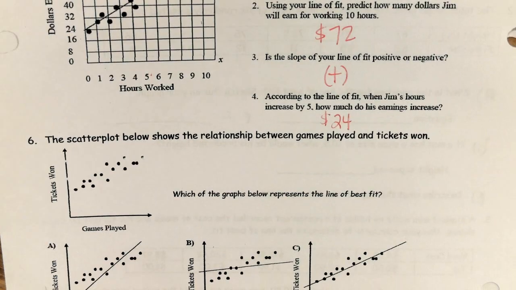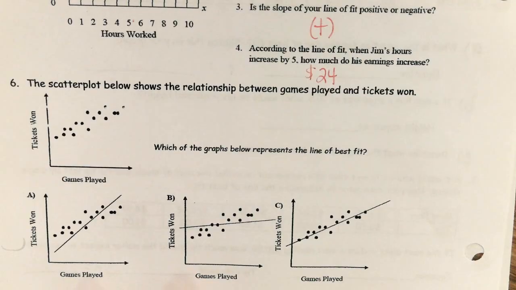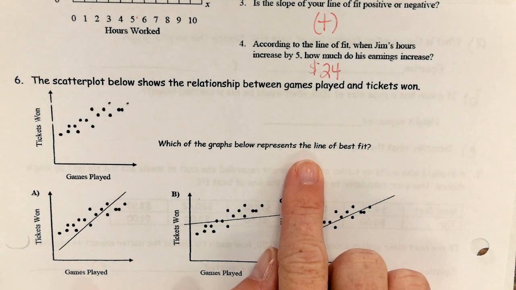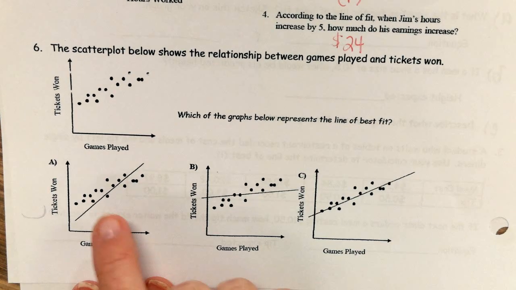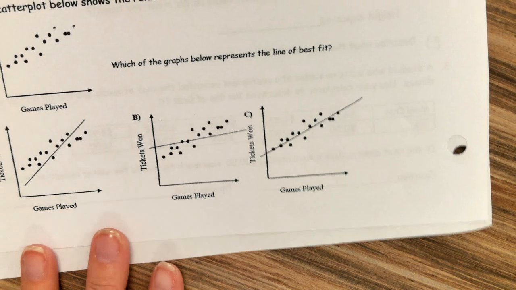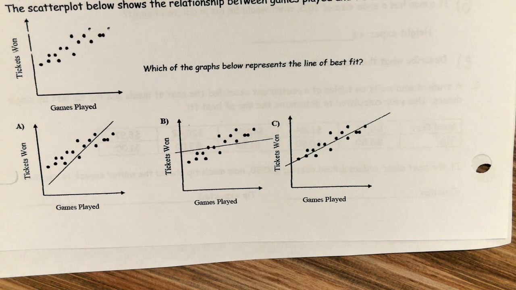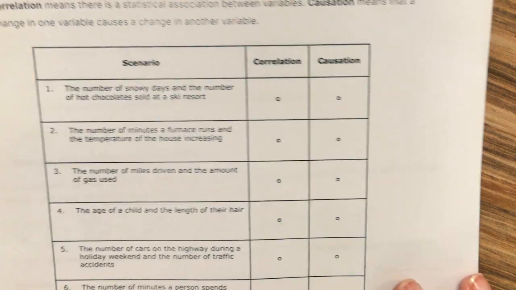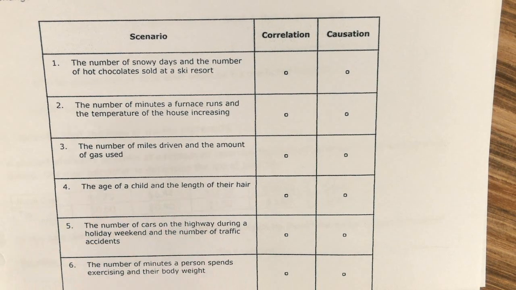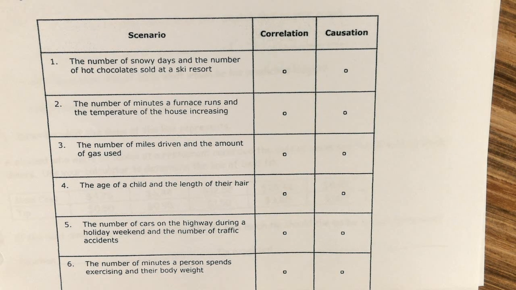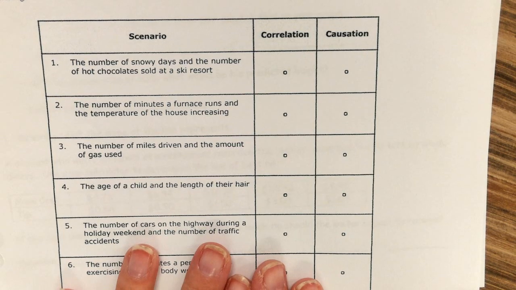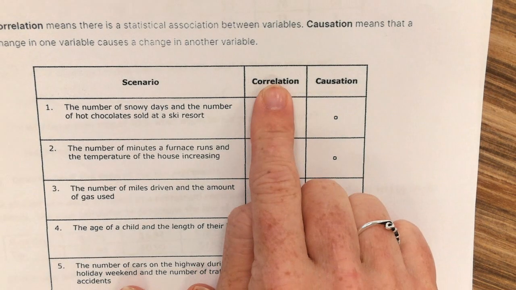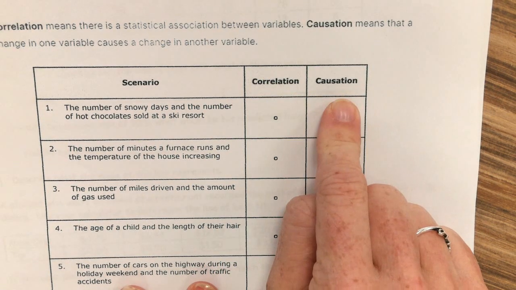All right, number 6 says, which of the graphs below represents the line of best fit? So if you took these graphs, which one of these has a line of best fit drawn correctly? C. Super easy. We already did this page on Friday, but I want to talk to you about it before you get your assignment. Because on your assignment today, you're going to have to tell if something is correlation or causation.